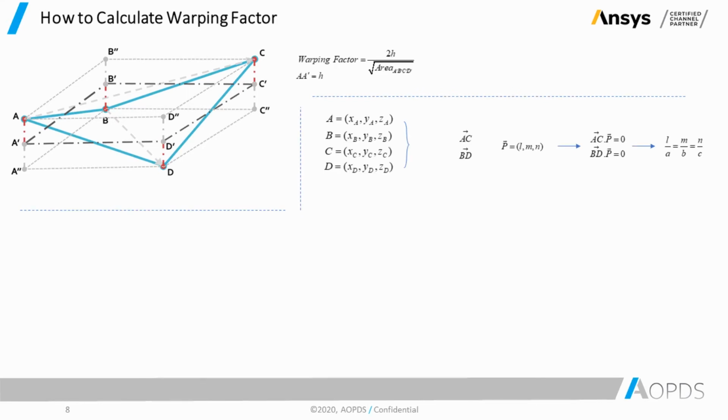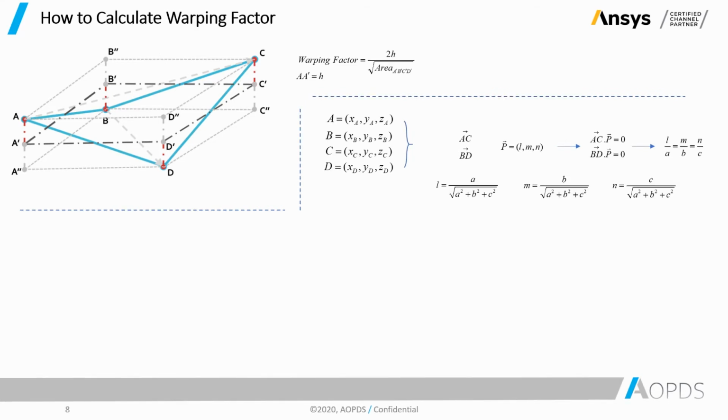So if vector P is perpendicular to AC and BD, then we know the dot product of AC dot P is going to be 0 and BD dot P is going to be 0. If we solve these two equations, we have three unknowns with two equations. That should be enough to form vector P, because what we care about for the most part is the unit vector. So then we're going to have a relation between L, M, and N, which is L over A equal to M over B, equal to N over C. So if I divide A by the square root of A to the power of 2 plus B to the power of 2 plus C to the power of 2, then I'm going to have my first component. Doing the same thing for the second component, using B is going to give me M, and the third one is going to give me N.